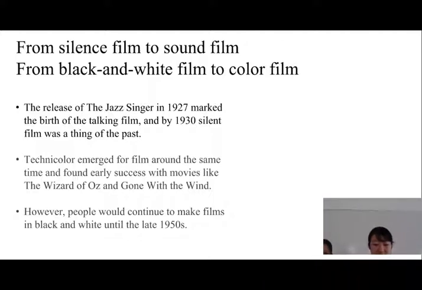The Jazz Singer, in which the actor Al Jolson sang 6 songs. The film was a major breakthrough. By 1929, three-quarters of Hollywood films had some form of sound accompaniment, and by 1930, silent film was a thing of the past.